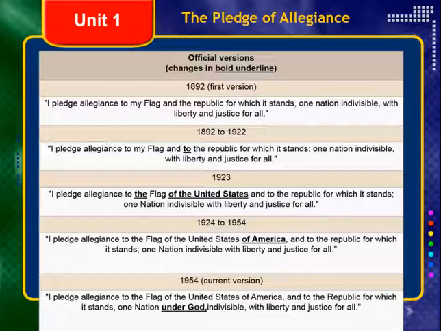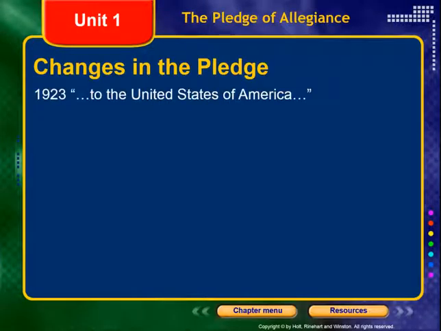And so here's a nice neat list of what I'm about to talk about, the changes that have been made to the pledge over the years. Because the very first pledge, as it was written by Francis Bellamy, was "I pledge allegiance to my flag and the republic for which it stands, one nation indivisible, with liberty and justice for all." That's actually the original version. But there have been several changes over time, so let's go through them.